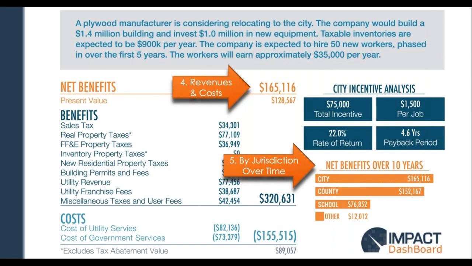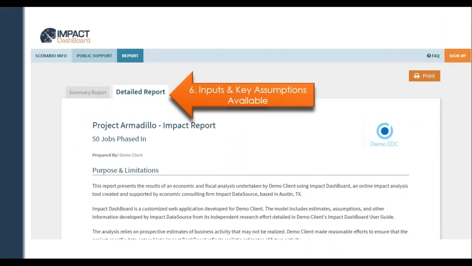Number 6, we've got inputs and key assumptions available. And in our case, we have a separate detailed report where you can see a lot of that information and dig in on all of those. When we're trying to keep it concise on one page, it's kind of difficult to do that.